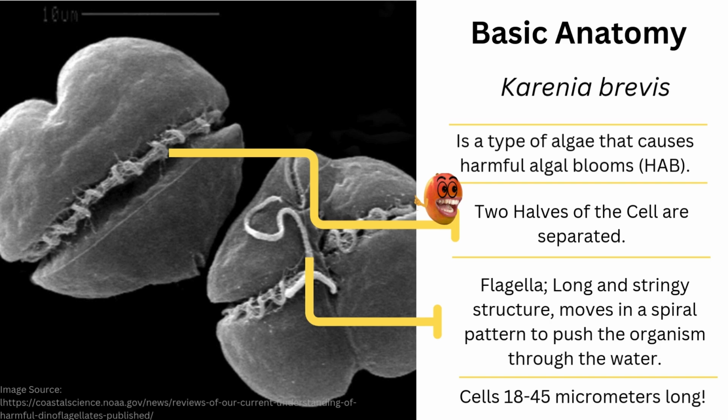As you can see in the image, two halves of the cells are separated, and it uses its flagella, a long and stringy structure that moves in a spiral pattern and pushes it through the water. Furthermore, the cells are only 18 to 45 micrometers long.